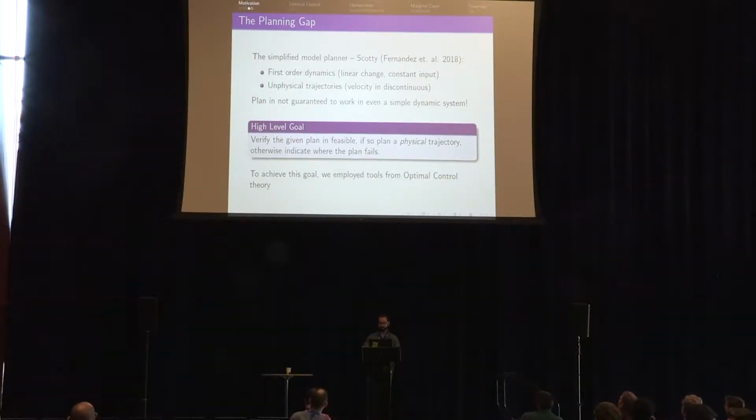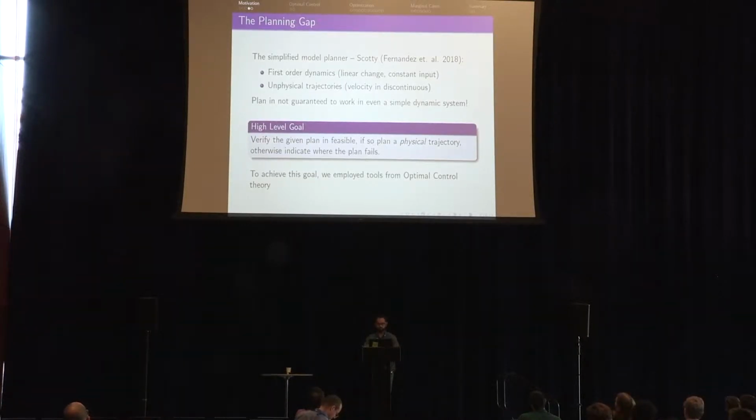In this work, the simple model planner that we use is Scotty, and it plans with first-order dynamics, which means that it's only a linear change in the position. We have a constant velocity, and it can change rapidly when we switch between the discrete actions. Obviously, these trajectories and solutions are very nice, very pretty, but there is one problem: they are not physical, because a real system cannot change its velocity from one value to another instantaneously. So while these solutions are very pretty, they are not fit for real dynamical problems.